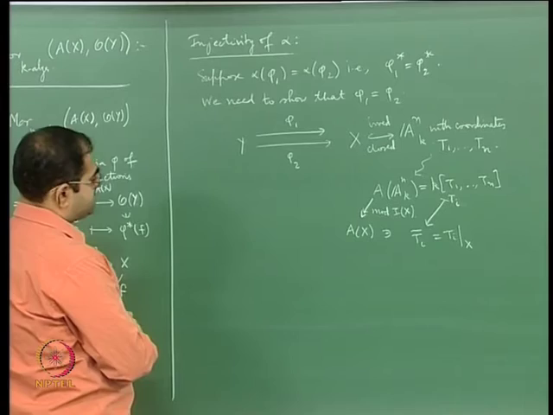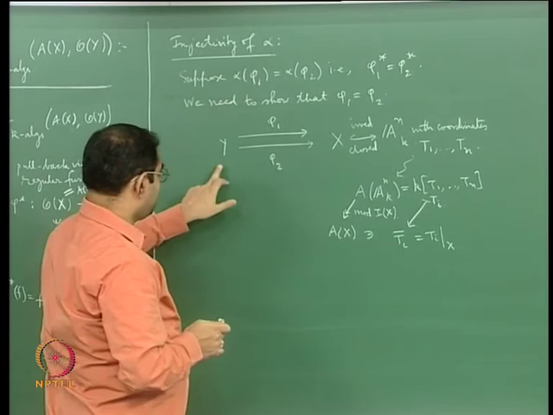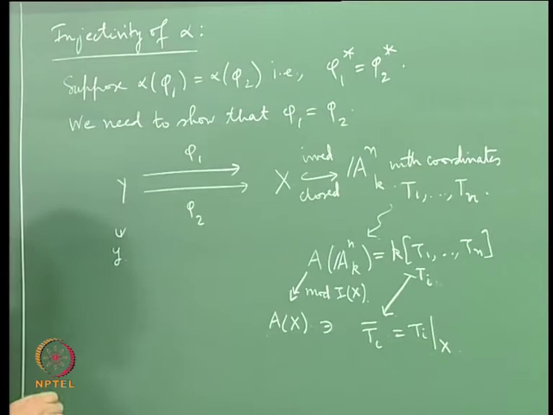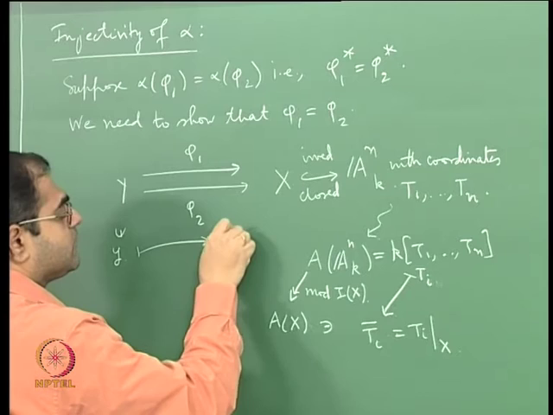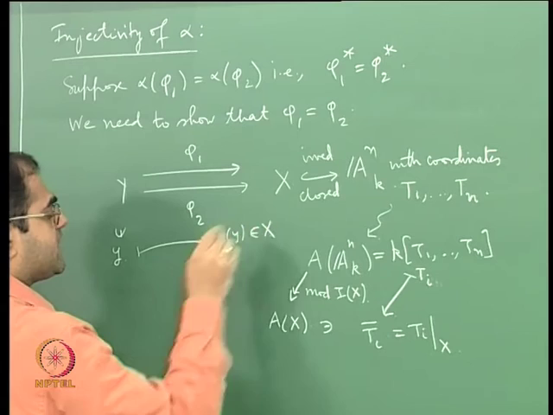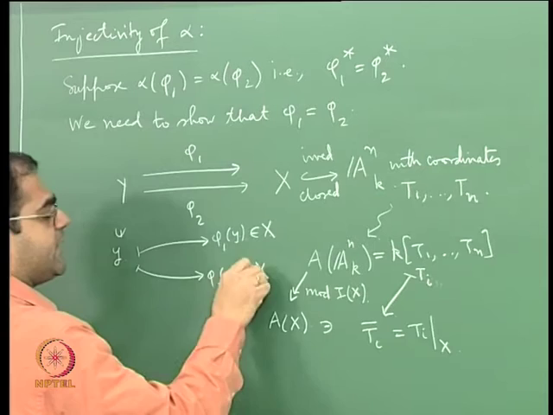And how do I check these two maps are equal? I check these two maps are equal by looking at the image of a point. So let me take a point small y, okay. The point y will go, under phi 1, to phi 1 of y, which is a point of X, and under phi 2 it's going to go to phi 2 of y, which is a point of X again, okay.